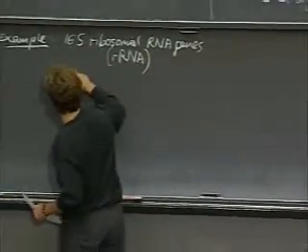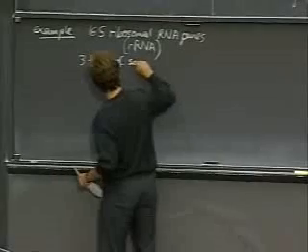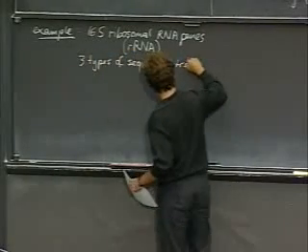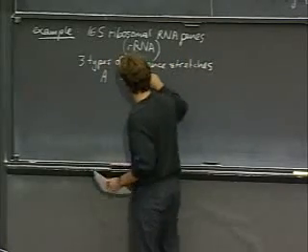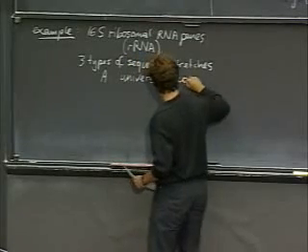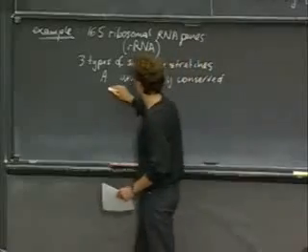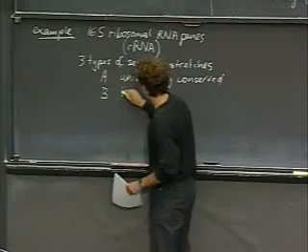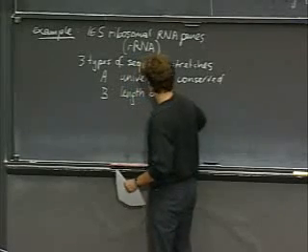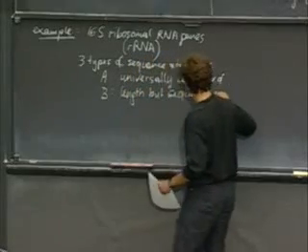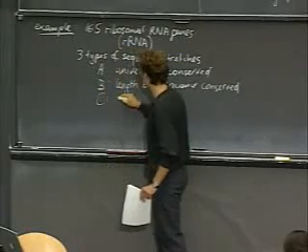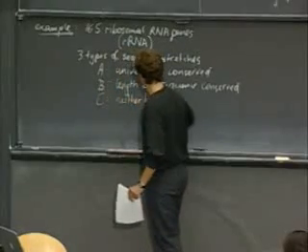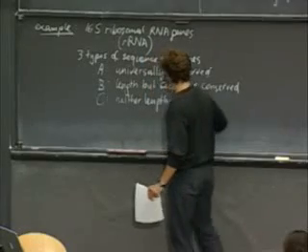So let me write this down. We have 3 types of sequence stretches. We have A, what I call the universally conserved sequences. With B, where length but not sequence is conserved. And we have C, where neither length nor sequence is actually conserved.